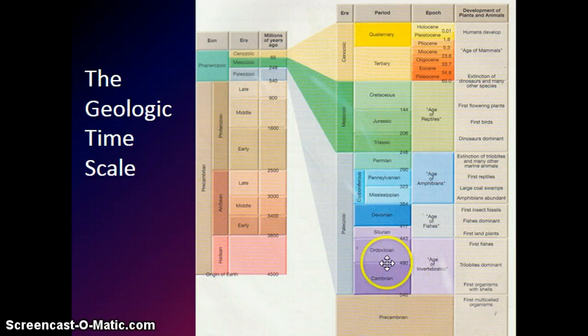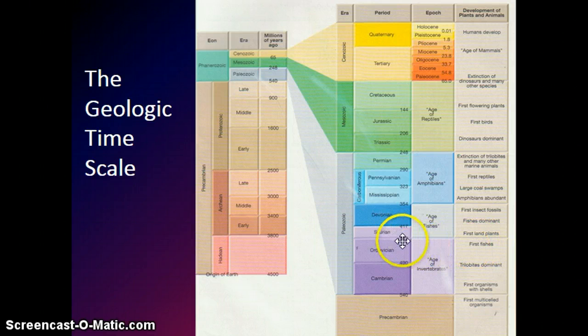But within the Cambrian, we have these different events that took place, and a lot of these timelines are broken up. Here we've got our first organisms with shells. Here we have the trilobites that dominate. We'll talk a little bit about trilobites as index fossils. And then we have our first fishes.